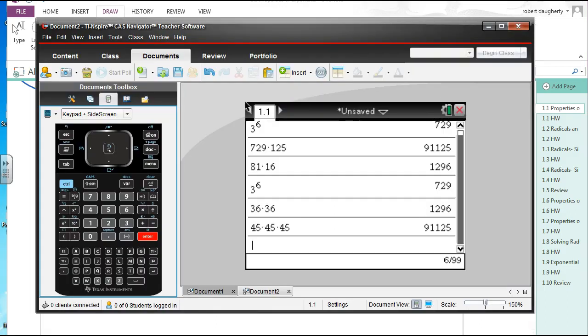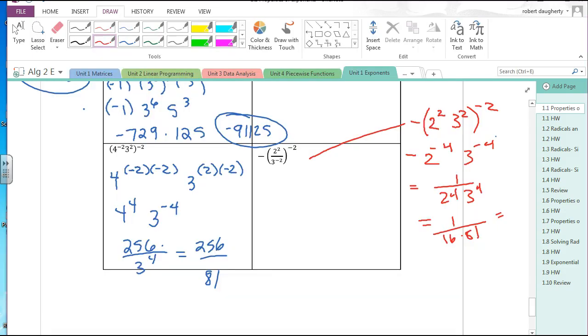So what is 81 times 16? It is 1296. So this is 1 over 1296. Okay. Now, another way to do this is let's take care of this exponent here to begin with. So I could say this is 1 over, say, 3 to the negative 2, 2 squared, all of that squared. Okay, so I took care of this negative exponent to begin with.